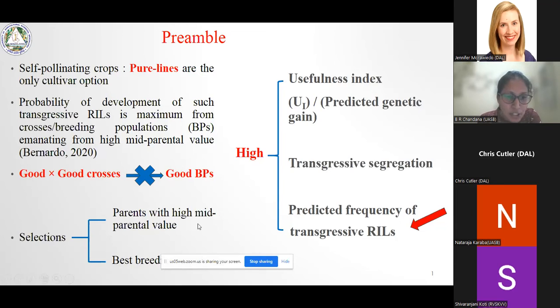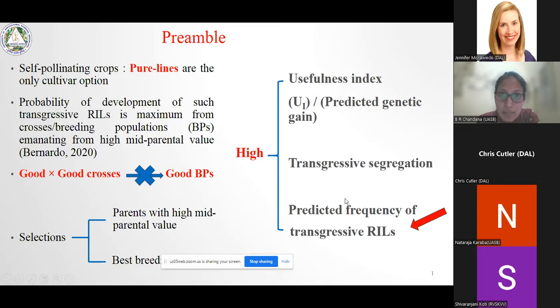One is the selection of parents whose mid-parental value is higher for making crosses, and another one is the selection of the best breeding population. And the next question that comes here is, which is then the best breeding population? The best breeding populations are the ones with high predicted genetic gain, which we here refer to as usefulness index, which accounts for the mean, variance, and selection accuracy, and high transgressive segregation, and high predicted frequency of transgressive RILs.